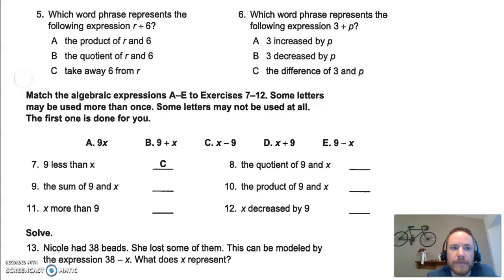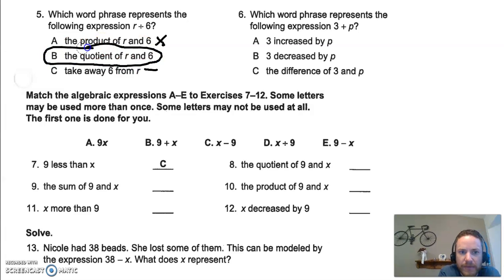We're on number 5. Which word phrase represents the following expression, r divided by 6? If you look through here, we have product, we have quotient, and we have takeaway. Well, product we just identified as multiplication, and takeaway would be subtraction. And this right here, quotient, would be division. It is B. Number 6. Which word phrase represents the following expression, 3 plus p? A, 3 increased by p. B, 3 decreased by p. That would be subtraction. And C, the difference of 3 and p. That would also be subtraction. Addition would be increased. It's A.